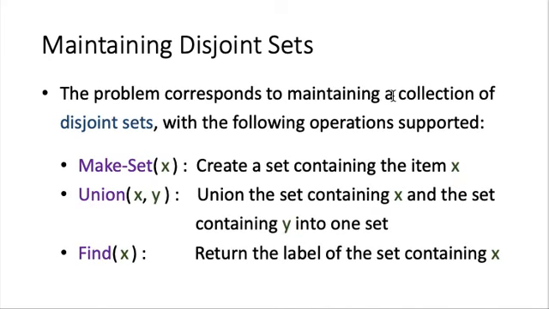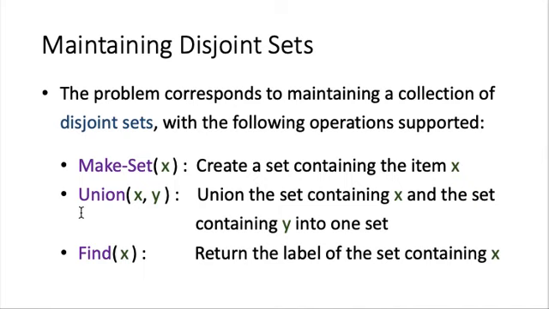Now this problem corresponds to maintaining a collection of disjoint sets where the following operations will be supported. First of all, we want to have the make-set operation, which creates a set containing an item x. This item x will refer to the vertex that is going to be added into the graph from time to time.